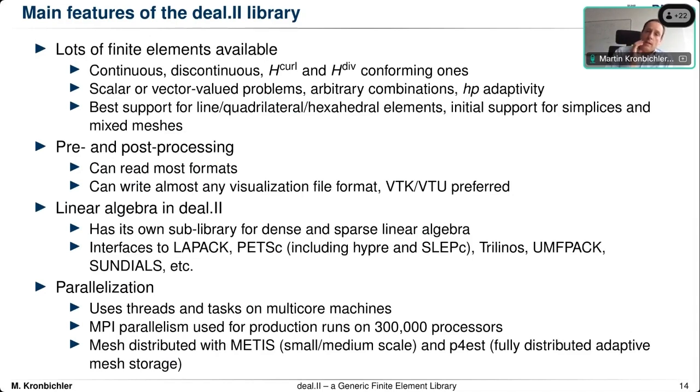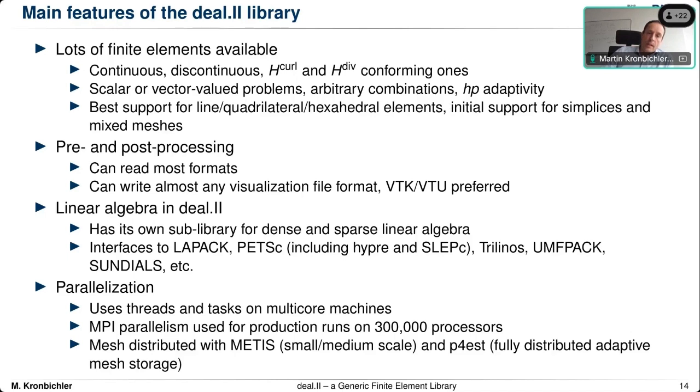We have support for all mesh types, even though we historically have a specialization in line, quadrilateral, and hexahedral elements. But for around five years, we also have support for simplices and mixed meshes. I still call it initial because there are certain features which are not as well developed, and we're pushing some of them with our CoE. So it really is making a lot of progress in this area. Pre- and post-processing is not done in deal.II itself. It's mostly done by other infrastructure software, for example, for visualization. Many of us use ParaView or VisIt.